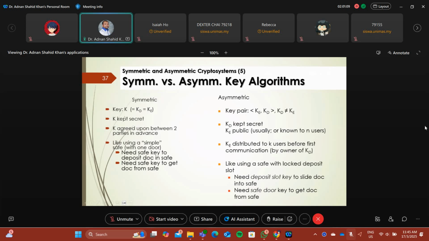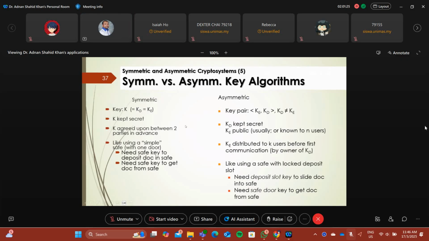Both keys must be kept secret. Here, only the decryption key is kept secret. The encryption key is publicly available. The key is agreed upon between two parties in advance.